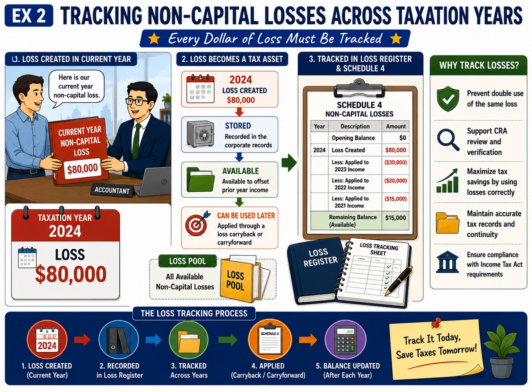The corporation creates a non-capital loss during the current year. That loss is recorded in the loss register and Schedule 4. It is then tracked across future years until it is either carried back, carried forward, or fully utilized. After each application, the remaining balance is updated so the records always reflect the amount still available.